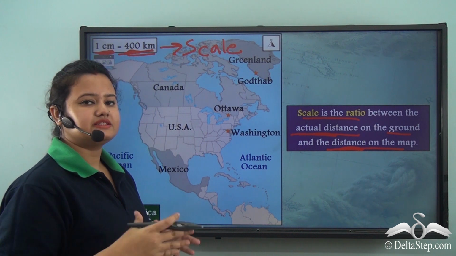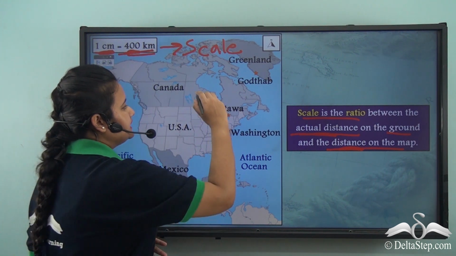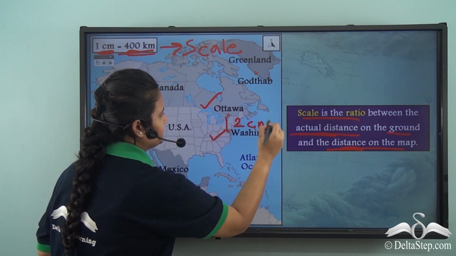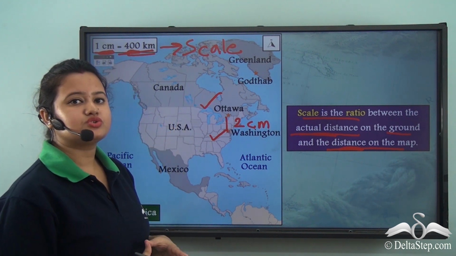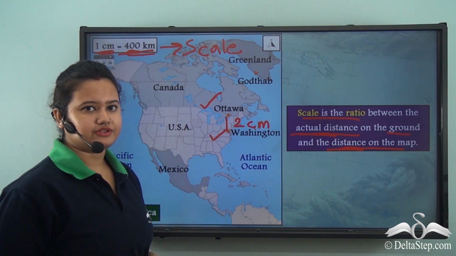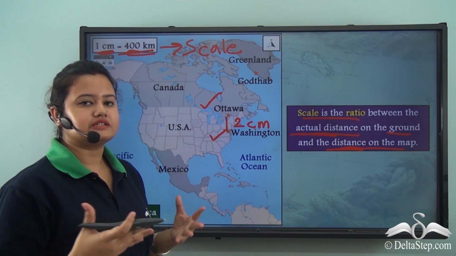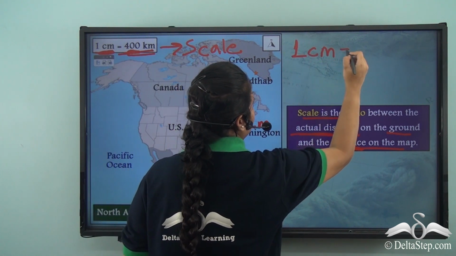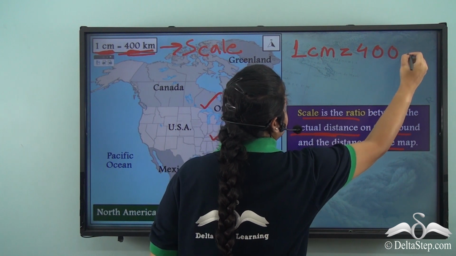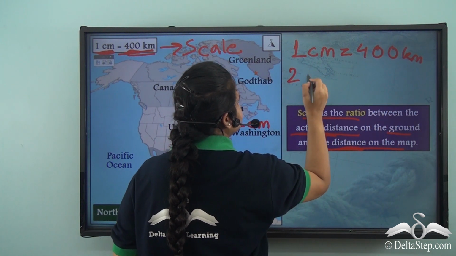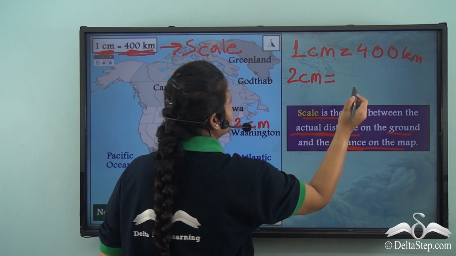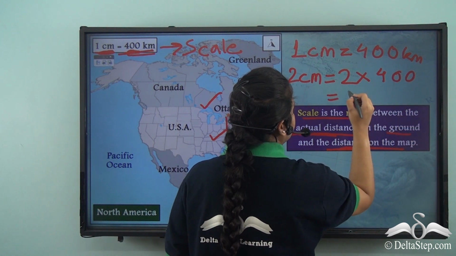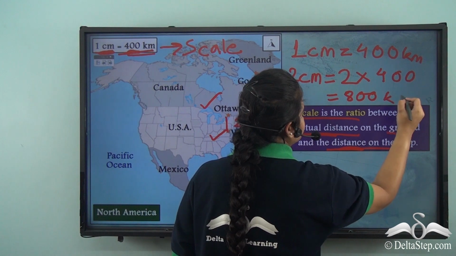Now suppose the distance between two cities of North America, that is Ottawa and Washington, is say 2 centimeters. That is, the distance between these two cities on the map is 2 centimeters. So let's find out the actual distance between them. Well, we know that 1 centimeter is equal to 400 kilometers. So 2 centimeters will be equal to 2 into 400, which is equal to 800 kilometers.